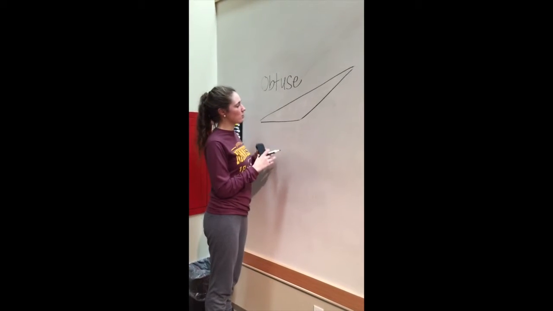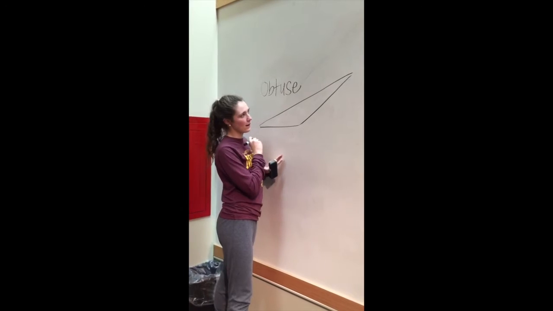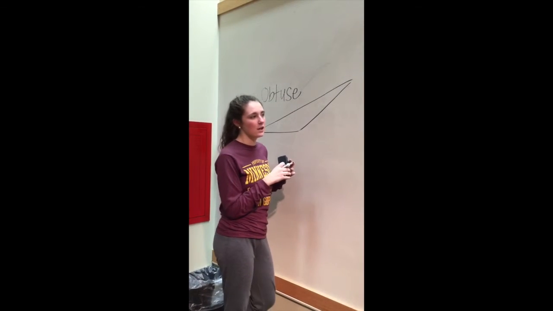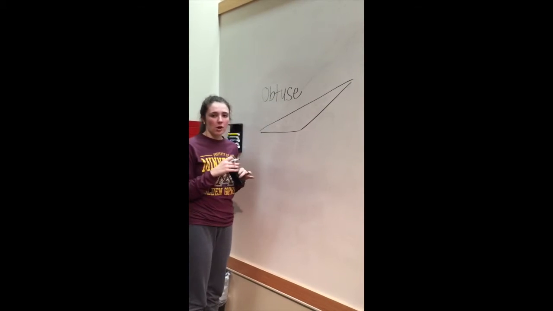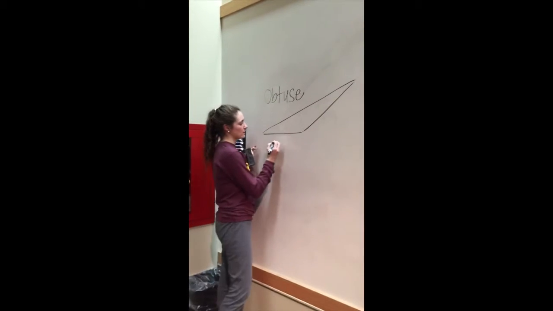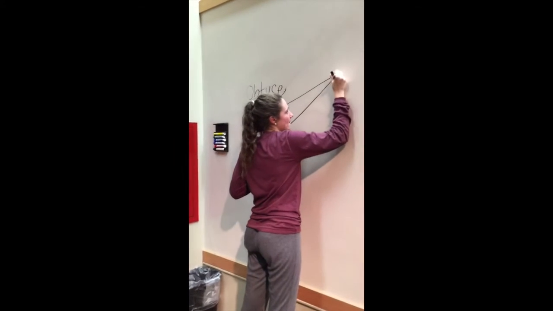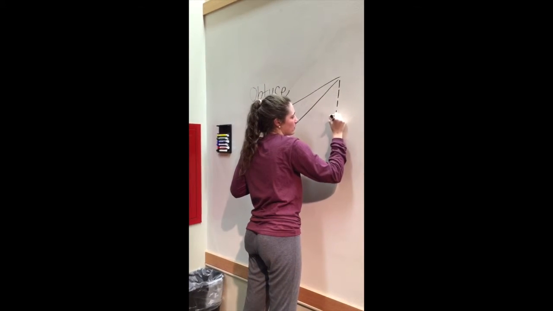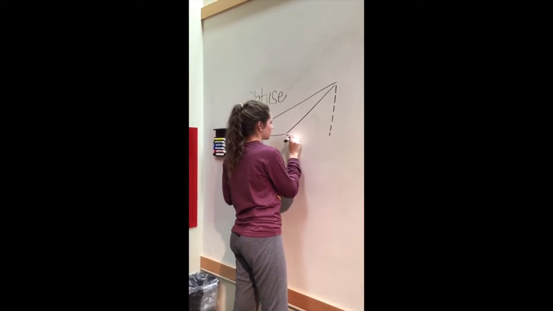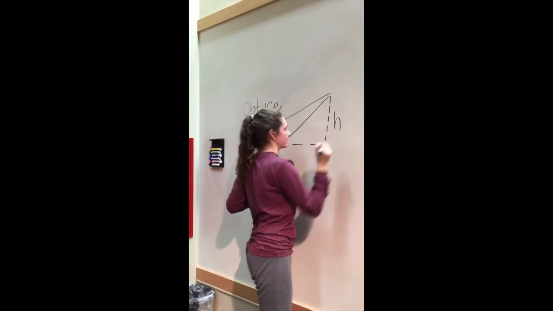So for our third and final triangle, we're going to look at the obtuse triangle. And obtuse means that there is one angle that is greater than 90 degrees. So for this triangle, we're going to also try to prove that the area is 1/2 base times height. So we're going to label the base. And we don't have a height, so we're just going to draw in what the height would be. So then that would be our height.